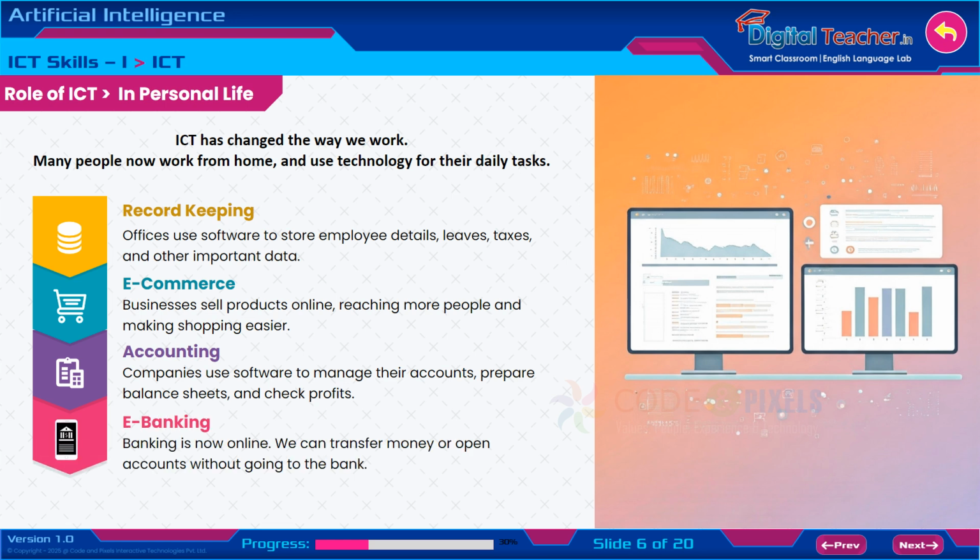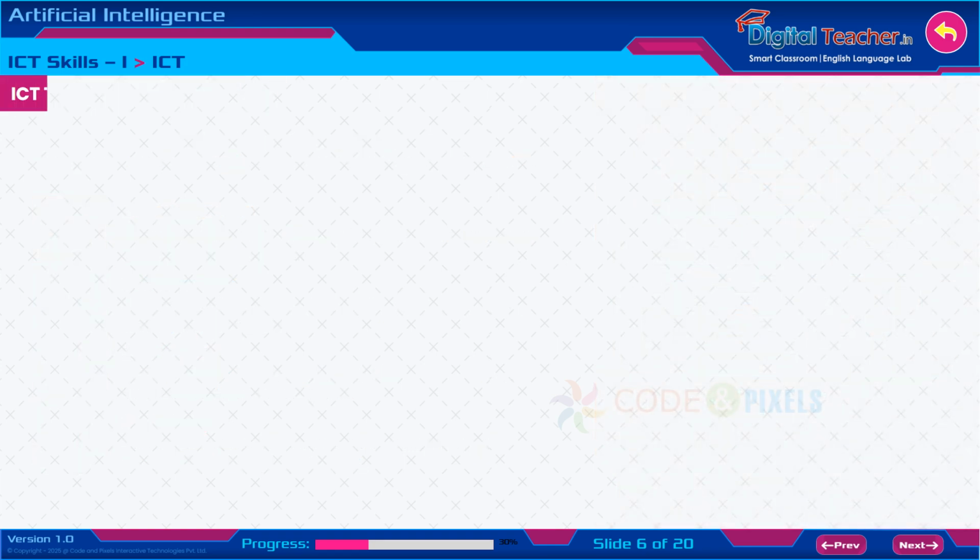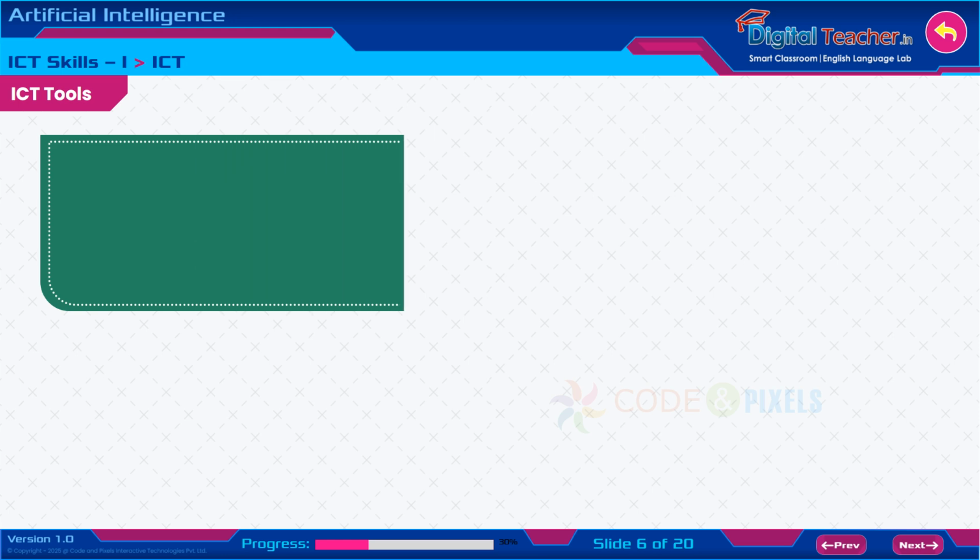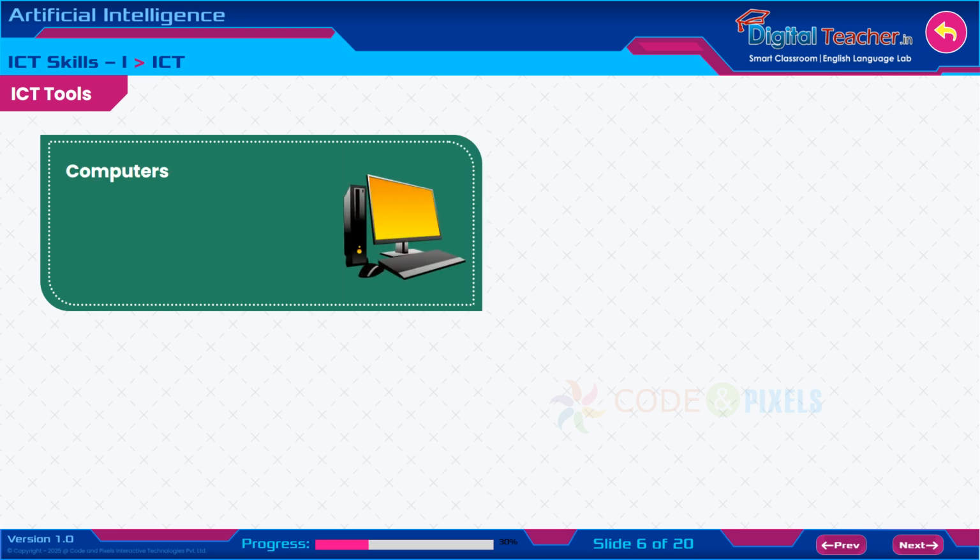E-banking. Banking is now online. We can transfer money or open accounts without going to the bank. ICT tools. These are some commonly used ICT tools. Computers. Used to do many tasks and are very important in today's world.